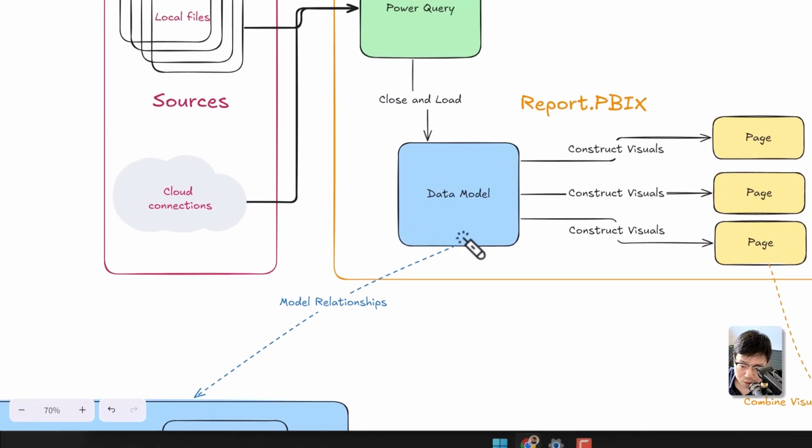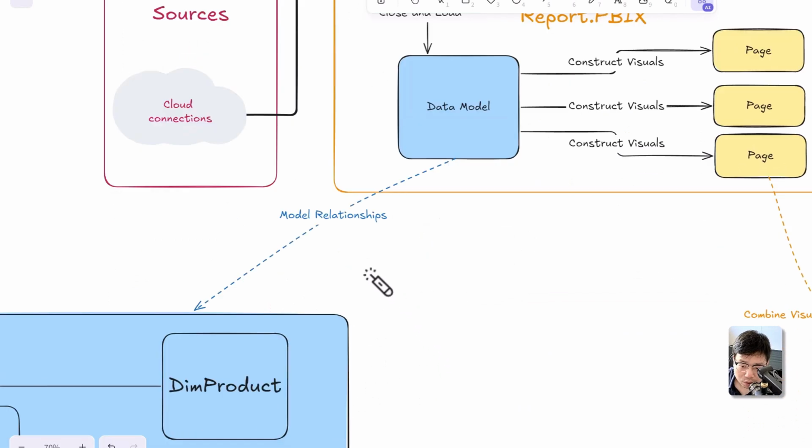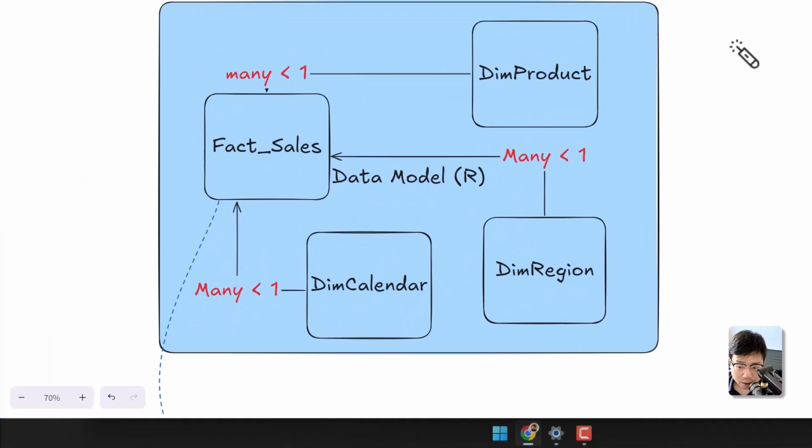the next step is to do the data model. For the data model, mainly we have two stages. First, we're going to do the model relationships. We're saying we prepare a data model, which is like a snowflake or star schema. In this case, we have a star schema.